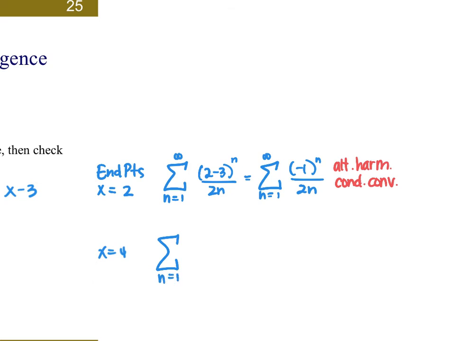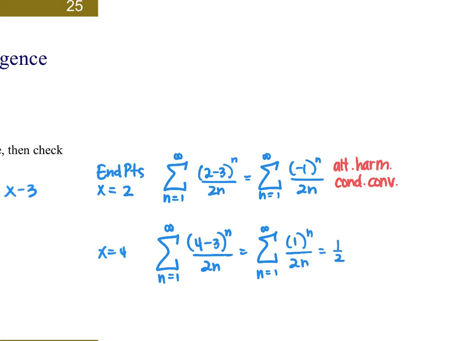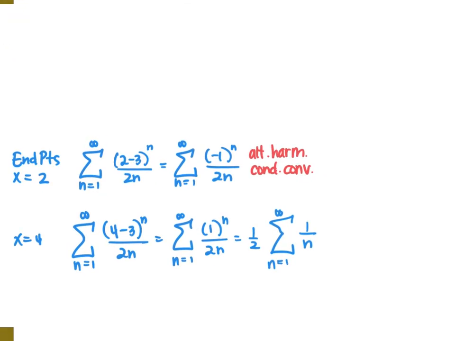All right, now let's check the endpoint of 4. So that will be 4 minus 3 to the n over 2n, which gives me 1 to the n over 2n, which is a positive number. So I'll have 1 over n. This is straight out harmonic. And this is going to diverge.